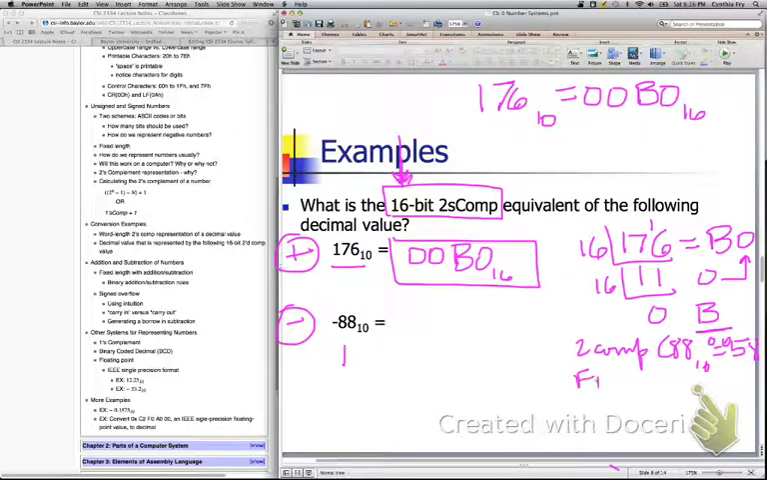So FFFF minus 0058. 15 minus 8 is 7. 15 minus 5 is 10, or A. 15 minus 0 is still 15. 15, and I don't want to forget to add 1. My final answer here is going to be FFA8. Okay?